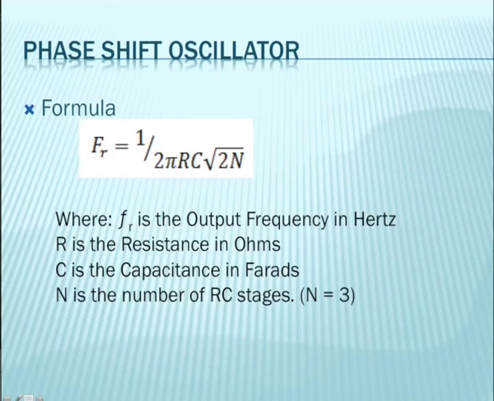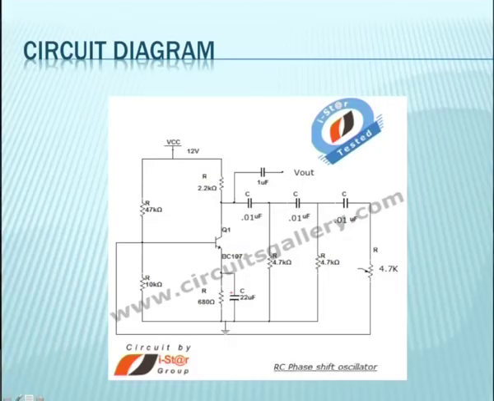Here Fr is the output frequency in hertz, R is the resistance in ohms, C is the capacitance in farads, and N is the number of RC stages connected in this phase shift oscillator. Depending on the number of RC stages, the oscillation is predicted in the phase shift oscillator. Here we are going to use 3 RC stages in the phase shift oscillator.